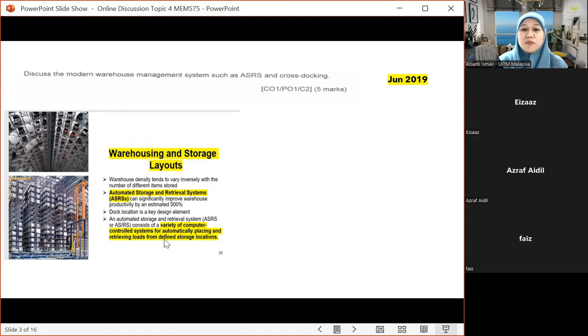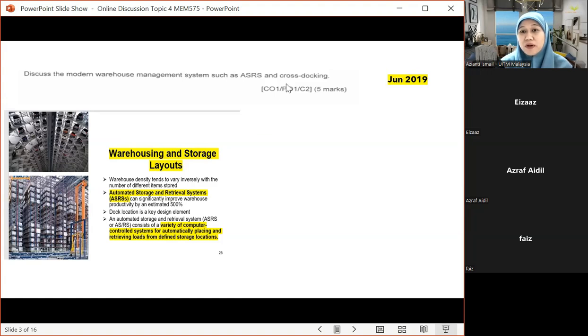Okay, loads from defined storage location. So they are using barcode, RFID to do the storage and retrieval. Okay, so these are some of the examples of the technology in the warehouse system.